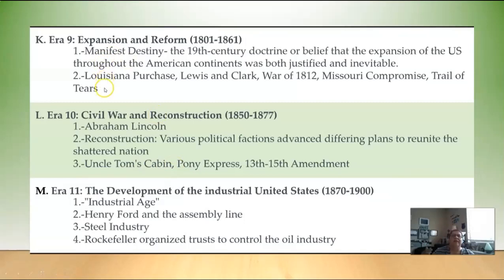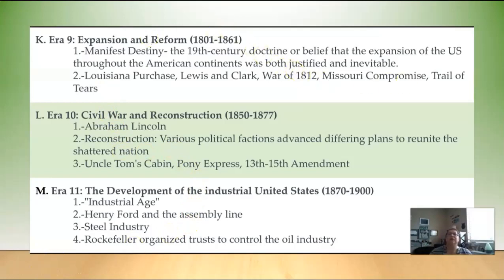You also have the expansion, to know what the westward expansion was, the Trail of Tears, Lewis and Clark. Why did we expand west? Why didn't we just stay in those colonies? Why do we keep growing? Industrial Revolution, the assembly line, how did the steel industry, how did this all change America?